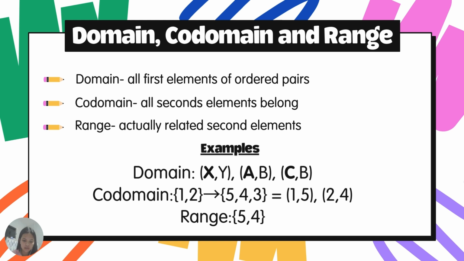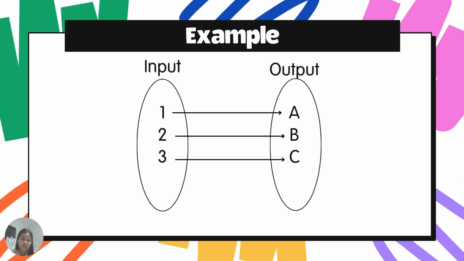Understanding the definitions is important, but let's see them in action with a concrete example. An example of this is an arrow diagram. The input is 1, 2, and 3, and the output is A, B, and C. Notice how the arrows tell the story. You don't need to memorize formulas. You just follow the arrows.